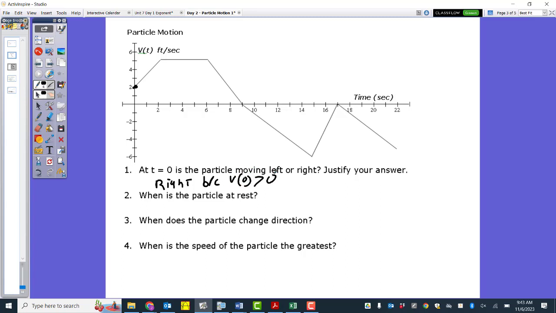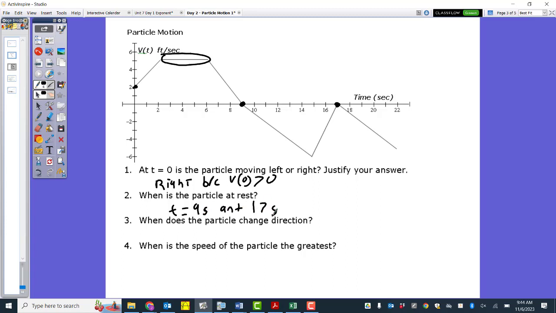Okay? When is the particle at rest? This is when the velocity is 0. And it looks like it might be at rest here, but remember, the velocity is the graph we're looking at. So that's a velocity of 5. It's at rest here and here because of the two times when it's 0: t equals 9 seconds and 17 seconds.